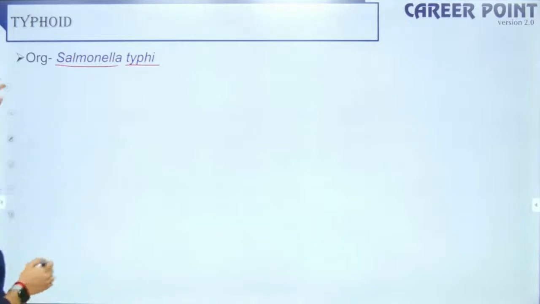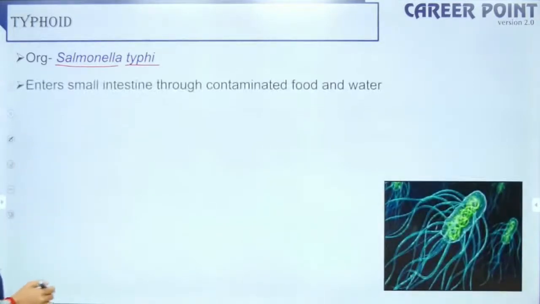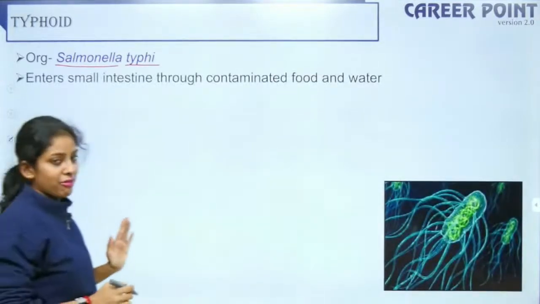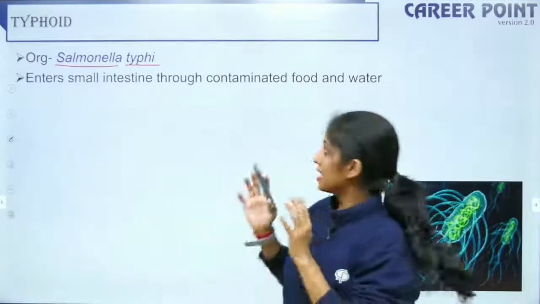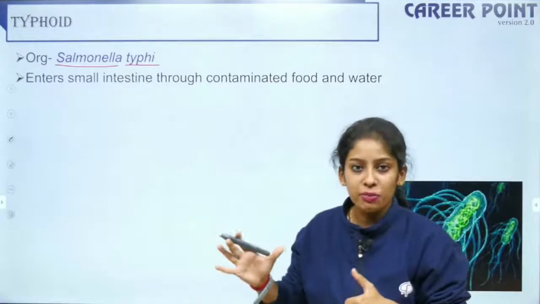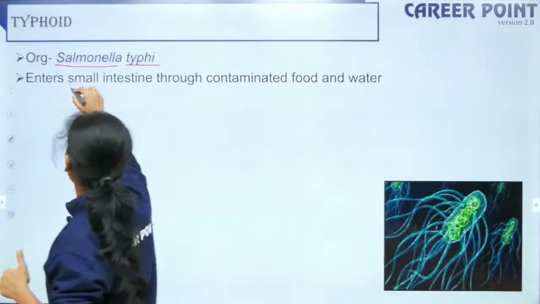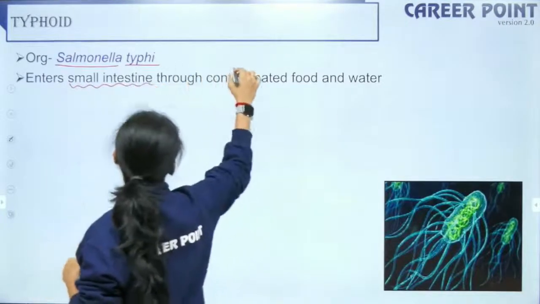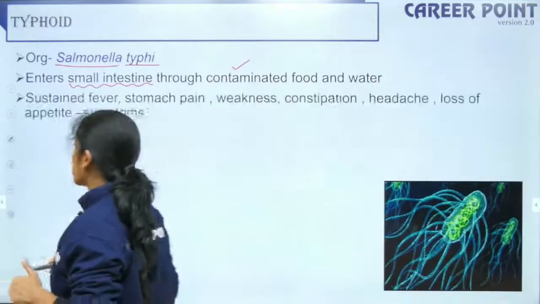Fine? Yes. So what is the next thing? This Salmonella typhi actually enters the intestine. So what is the target organ where this organism will go? The small intestine. So how will it enter? Through contaminated food and water.